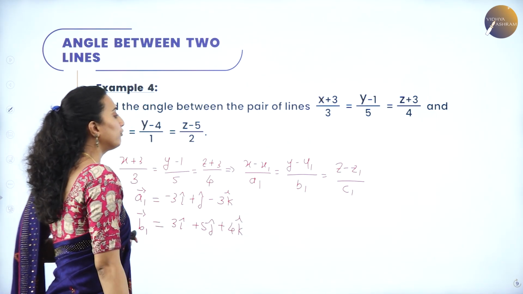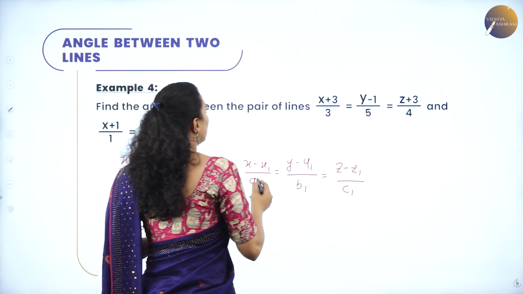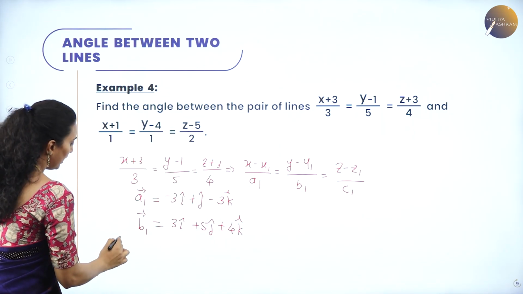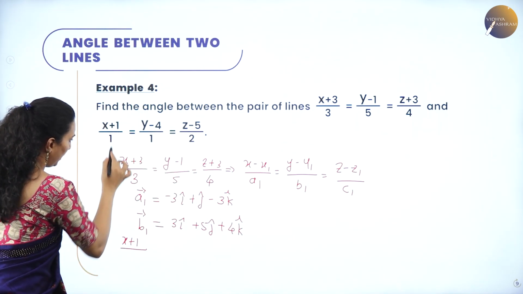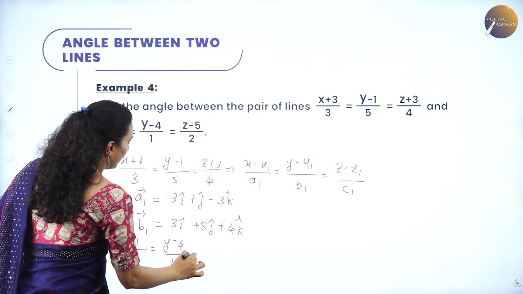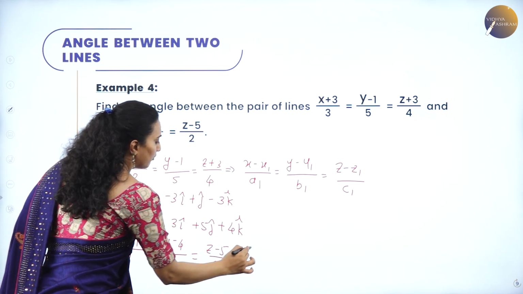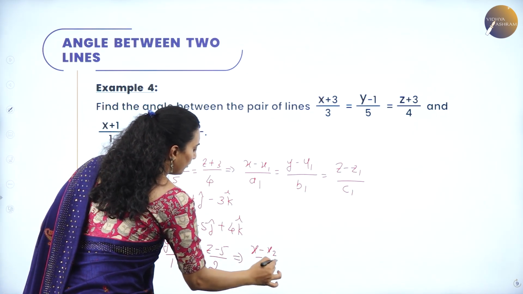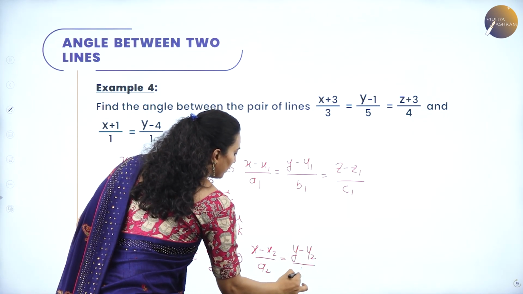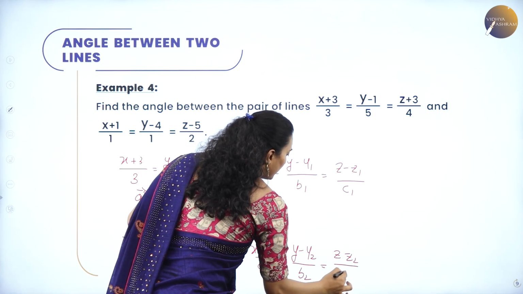Now, similarly, if you compare the second line, this line, it will be giving you x plus 1 divided by 1 is equals to y minus 4 divided by 1 is equals to z minus 5 divided by 2, which is in the form of x minus x2 divided by a2 is equals to y minus y2 divided by b2 is equals to z minus z2 divided by c2.